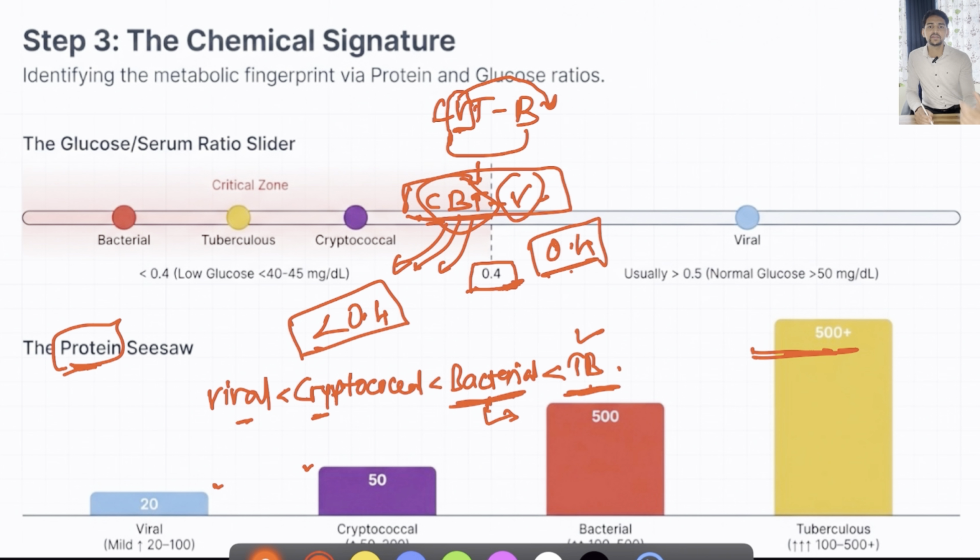So if you are seeing very significant elevation in the protein compared to the normal range, it will be either bacterial or tubercular. Suppose the protein levels are in the normal or slightly elevated range, you consider it as viral or cryptococcal. Depending on the severity of the fight, the protein parameters will be increased.